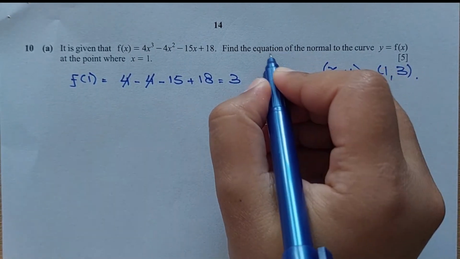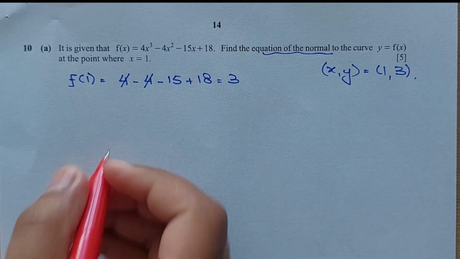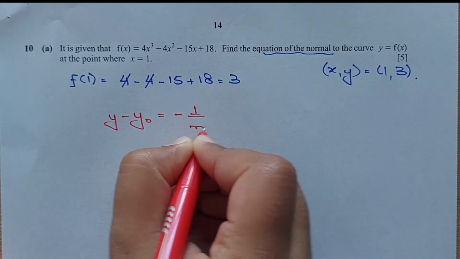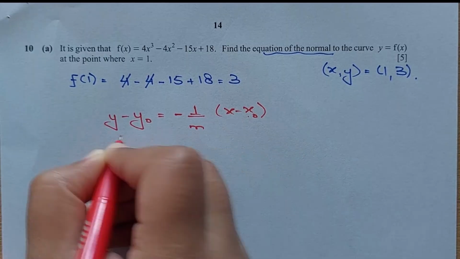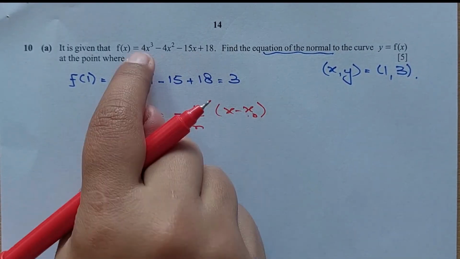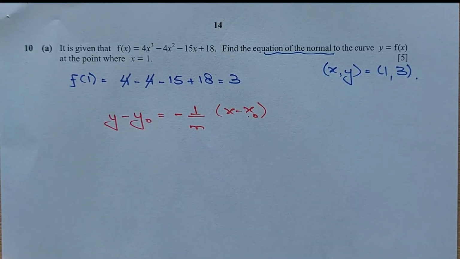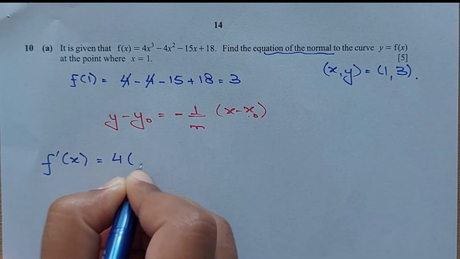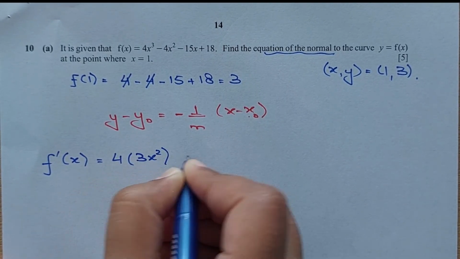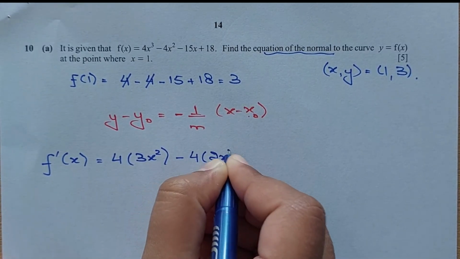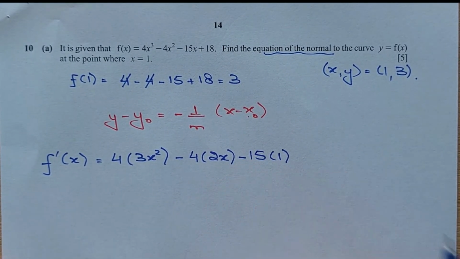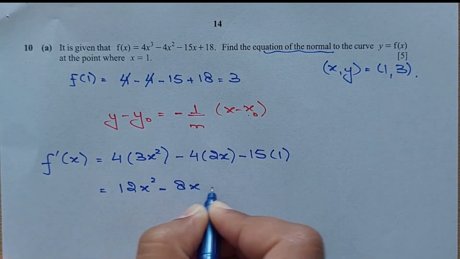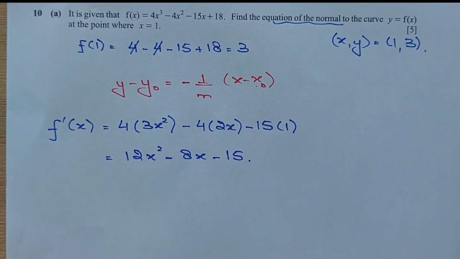Right. So we have to find the equation of the normal. First let me write down the equation of the normal. We have y minus y naught equals minus 1 over m into x minus x naught. So x naught and y naught is the point 1, 3. m is the derivative of this curve at the point x equals 1. Right. So let's do it. f prime of x: 4x cube derivative is 3x square, minus 4x square derivative is 2x, minus 15x derivative is 1, and 18 derivative is 0. 4 times 3 is 12x square, 4 times 2 is 8x, minus 15. Right. So this is f prime of x.